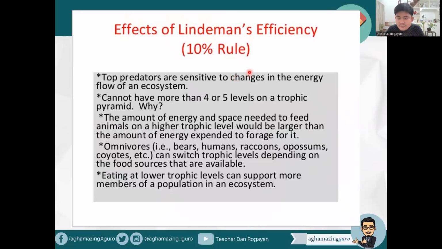Top predators are sensitive to changes in the energy flow of an ecosystem and cannot have more than 4 or 5 levels of trophic level pyramid. Why? The amount of energy and space needed to feed animals on higher trophic levels would be larger than the amount of energy expended to forage. So usually, anong implication ng mga nasa top of the food chain? They tend to eat more organisms since the energy being passed from one organism to another is just 10%. So omnivores can switch trophic levels depending on the food sources that are available. They can be herbivore or they can be carnivore just like you. So eating at lower trophic levels can support more members of a population in an ecosystem.